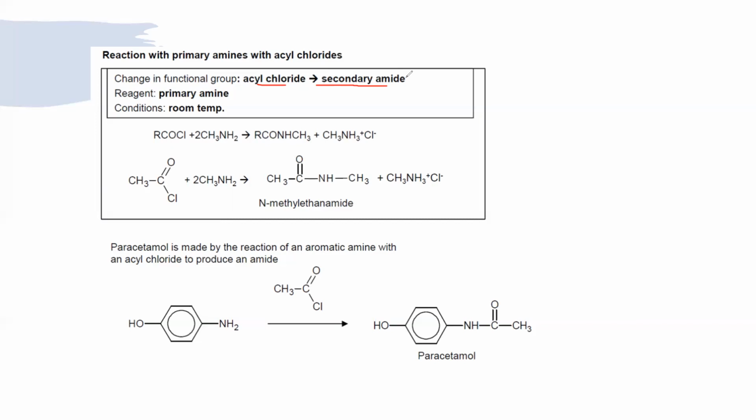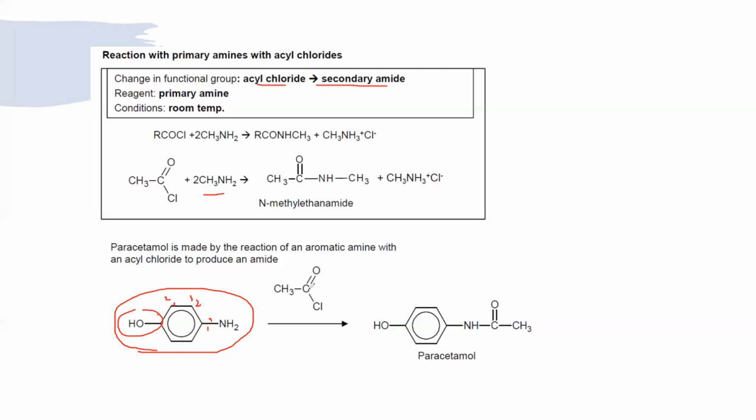This is how paracetamol is made. Paracetamol is made by the reaction of aromatic amines with acyl chloride. The reaction occurs the same way. So you can see here, this is the same concept. We have 1, 2, 3, 4, or we can count 1, 2, 3, 4. So it's 4-hydroxyphenylamine.